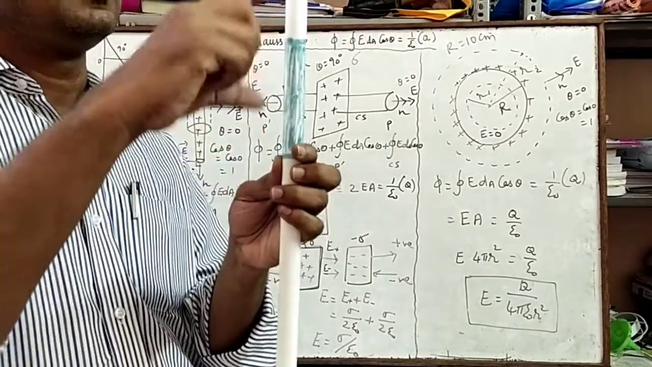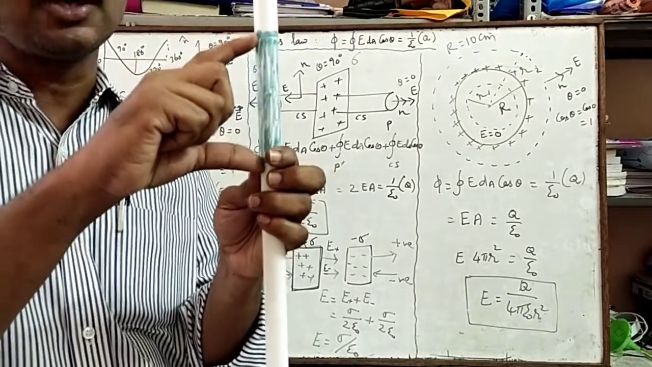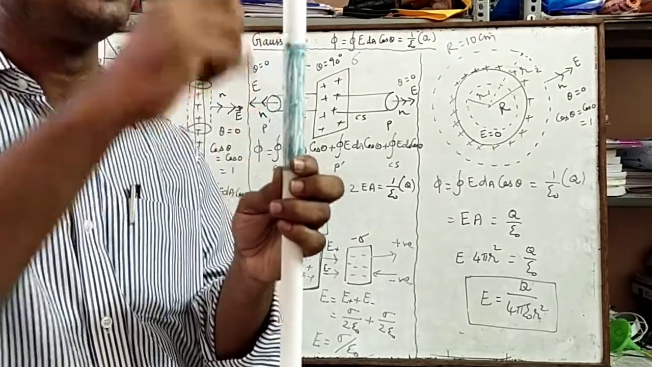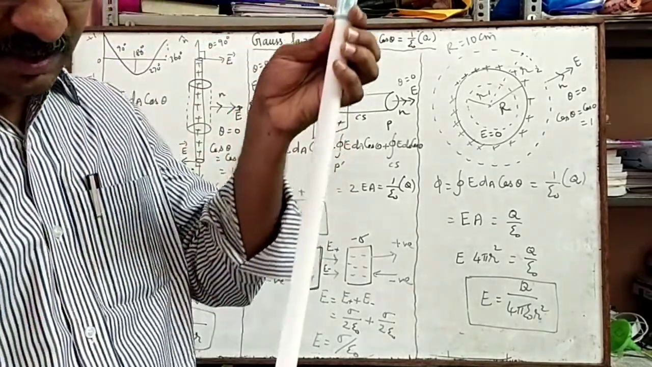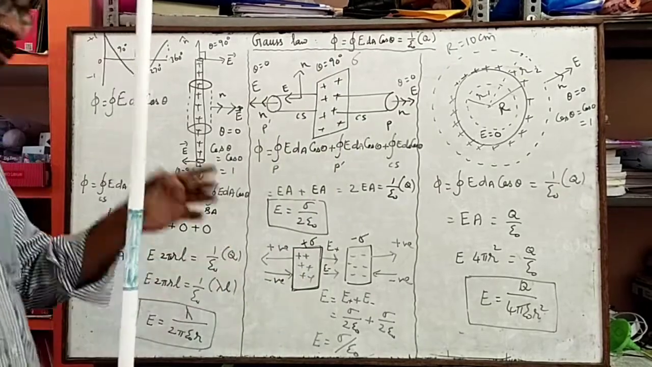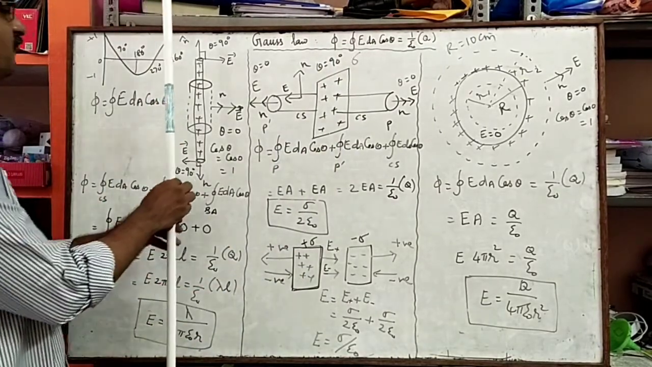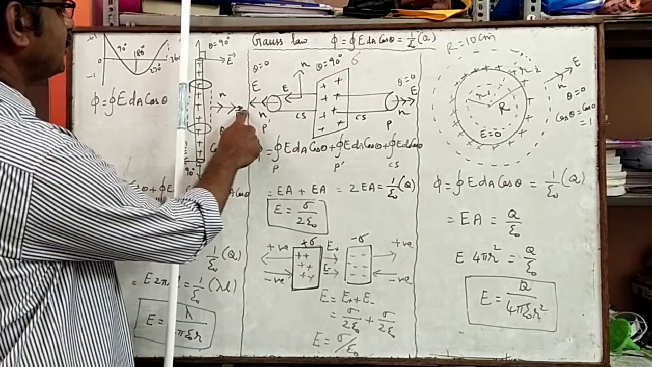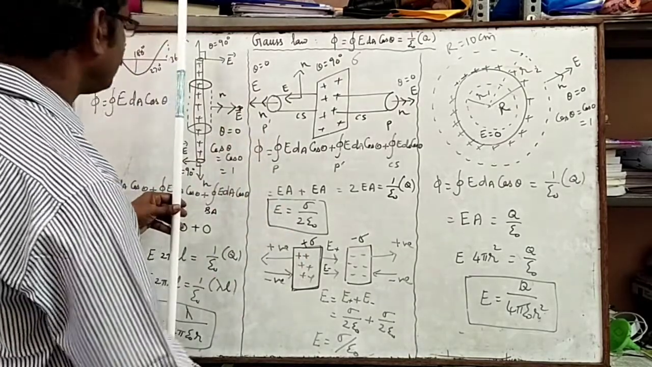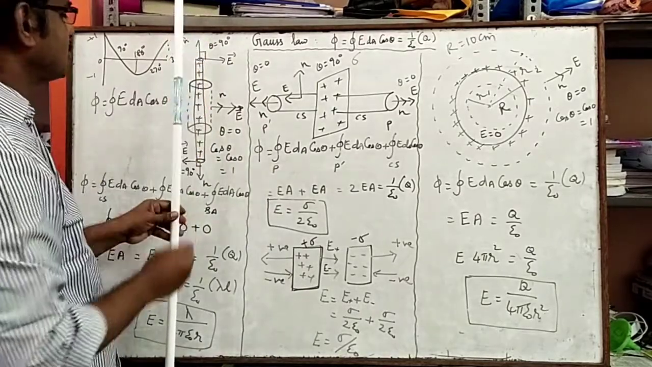So in the same way, if lambda is linear charge density, that is charge per unit length, and L is the total length of the wire, then Q, total charge in the wire, will be equal to lambda into L. Now we are going to find out the electric field at a point due to this charged wire. The wire is fully charged.